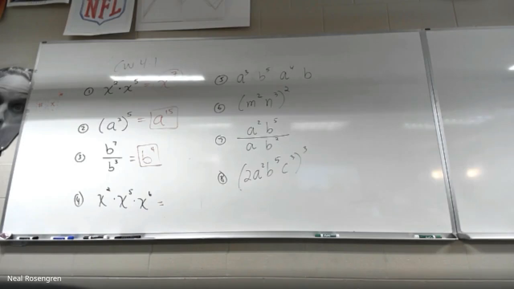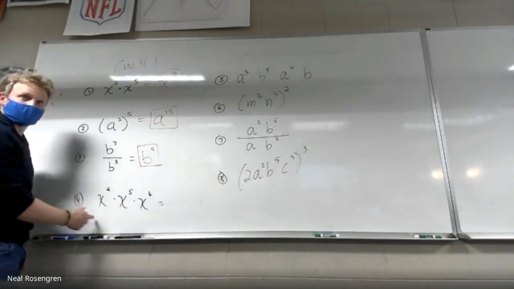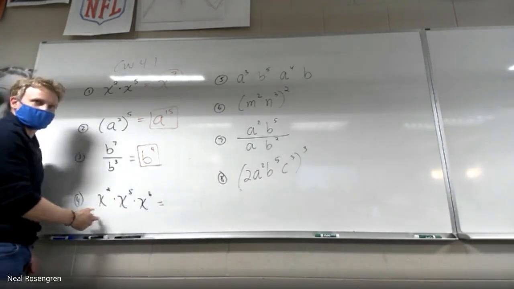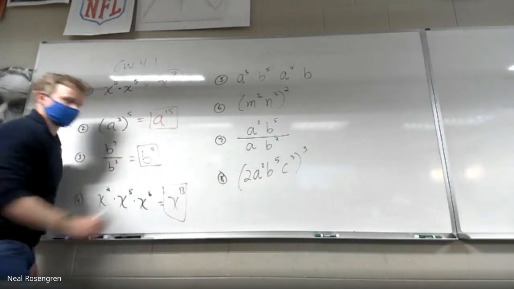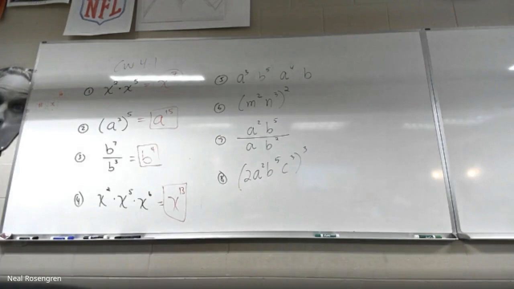All right, 4. We gotta learn it first though. What'd you get for 4? We got 3 of them being multiplied together. Doesn't change your process, right? Still a single variable and just add them up. 13 again. Lucky number. That's my lucky number. X to the 13. Beautiful.